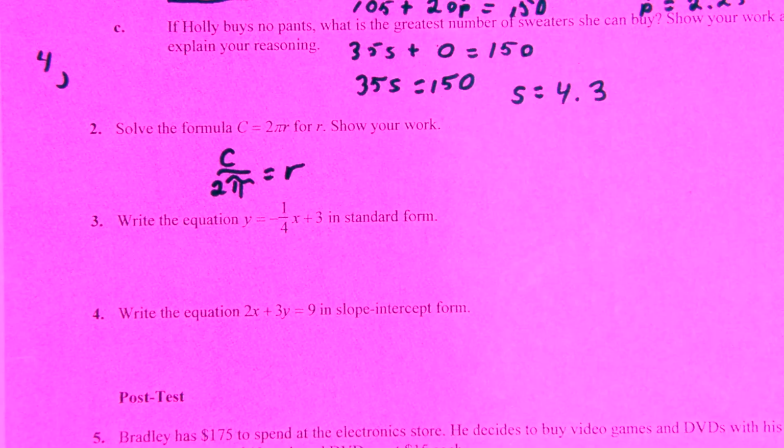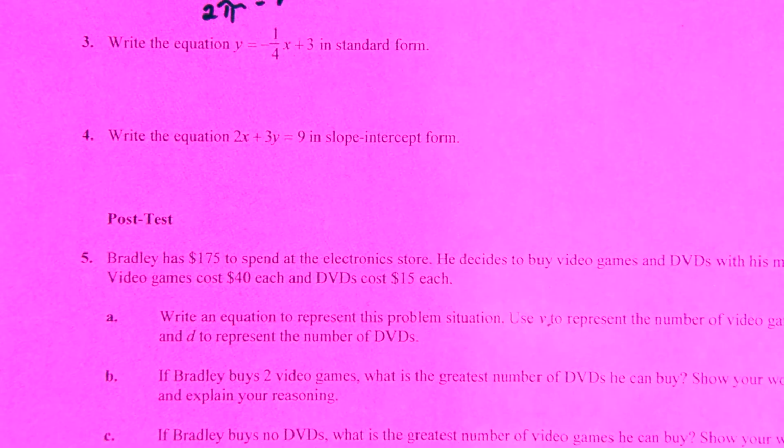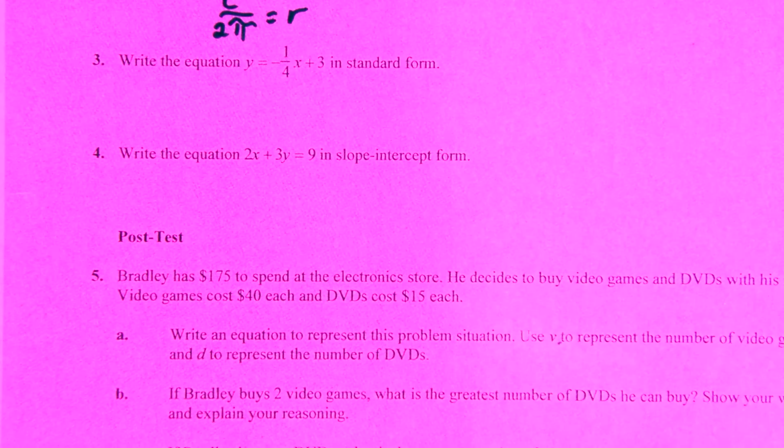And that was it. C divided by 2 pi is what r equals. Next one said to write an equation in standard form, which means you were supposed to move what to the same side? And what happens when you move the negative 1/4 x to the other side? It becomes positive, right? Anytime you go across the equal sign, whatever you move changes signs.